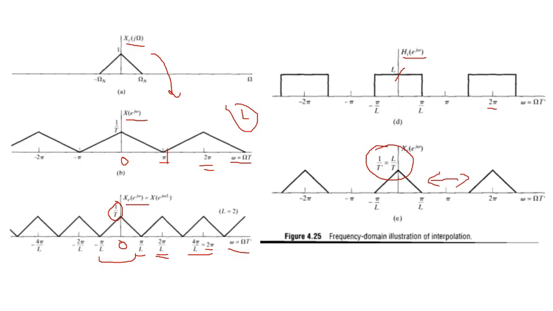Whenever we do interpolation, the spectrum compresses and copies go away. In decimation, the spectrum gets expanded and copies come close together. So let's move on to the next slide.